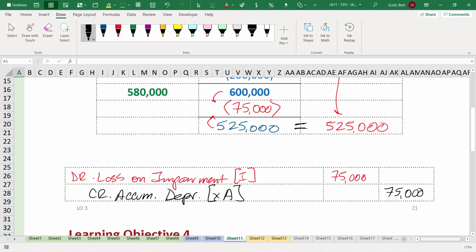Why do we credit accumulated depreciation? Why don't we credit the overall cost basis? Well, this does the trick just as well. If we increase accumulated depreciation, the overall net book value goes down. So that's a decrease in overall net book value. That does the trick for us.